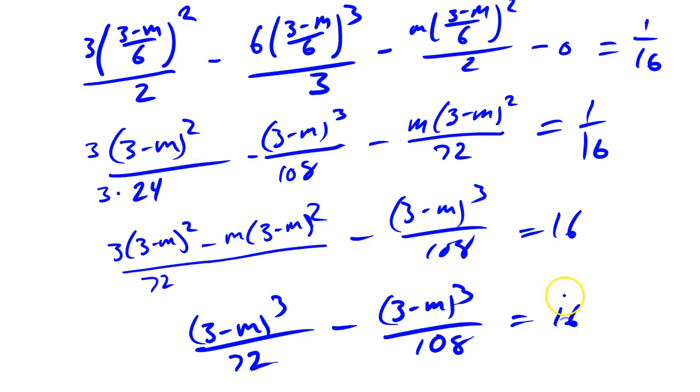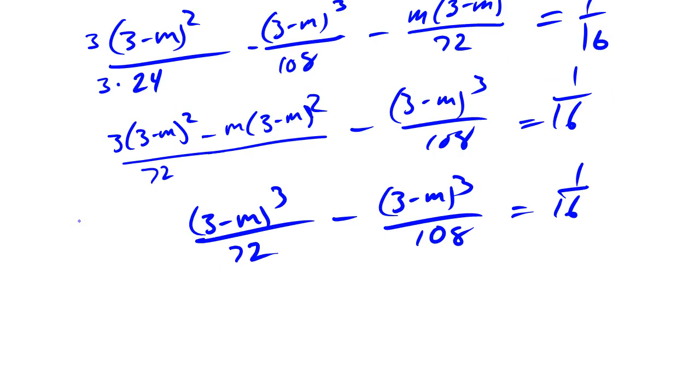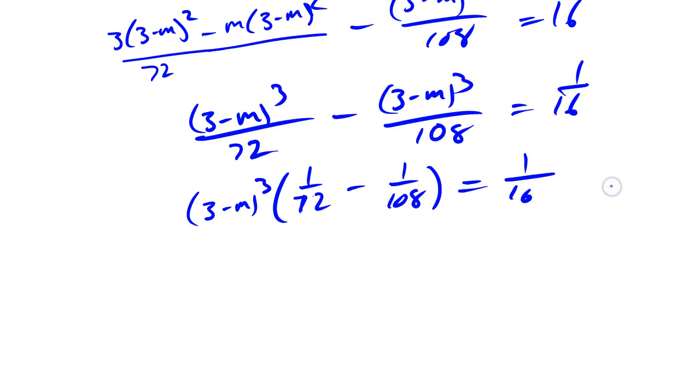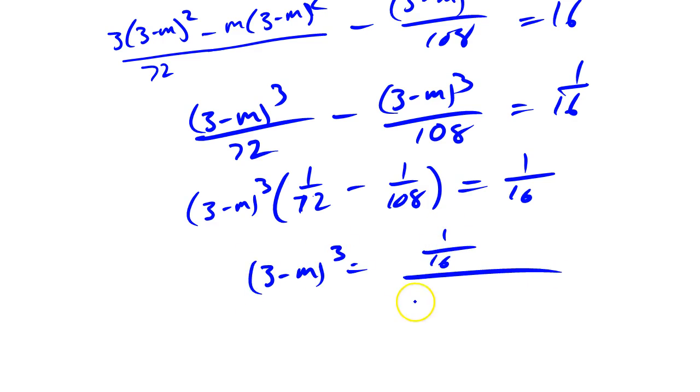And this is equal to, sorry, 1 over 16. I don't know how that became a 16. It should be a 1 over 16. I can factor out a 3 minus m cubed now. And I'm left with 1 over 72 minus 1 over 108 has to equal 1 over 16. I could do that, I suppose, or I could just say divide by that. So I've got 3 minus m cubed equals 1/16 divided by 1/72 minus 1/108.